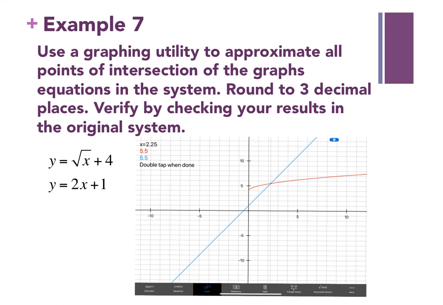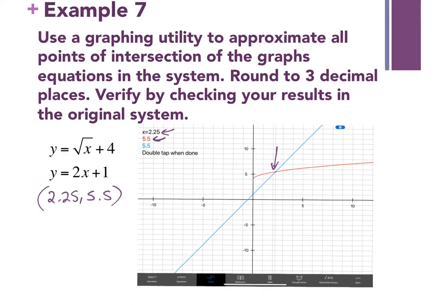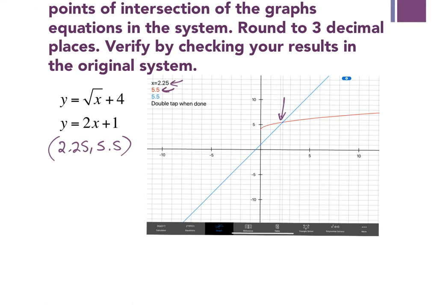But when you type in the 2 equations and you double tap the screen, you get the thing that says intersection. You tap the little dot right there where they cross, and it's going to give you the x value is 2.25. The y value for both should be the same, is 5.5. It says verify by checking your results in the original equation. So if I had taken these, for time purposes I won't, but if I took these and plugged them in here, 5.5 should equal the square root of 2.25 plus 4. I would type that in the calculator and you would see the answer.